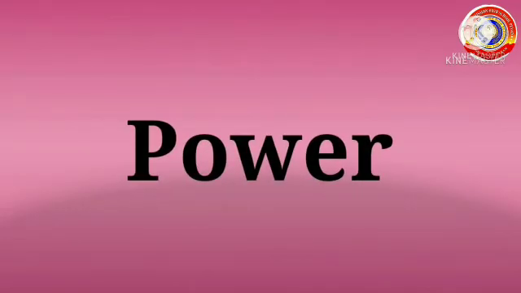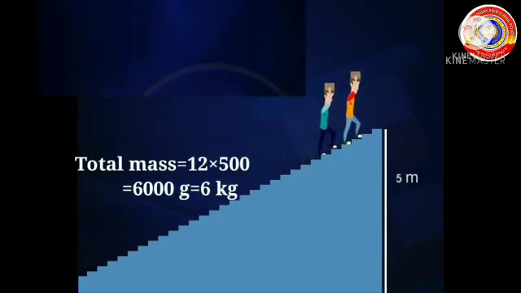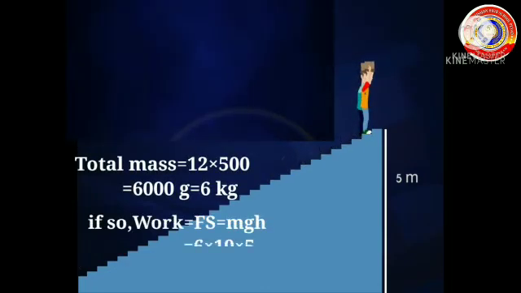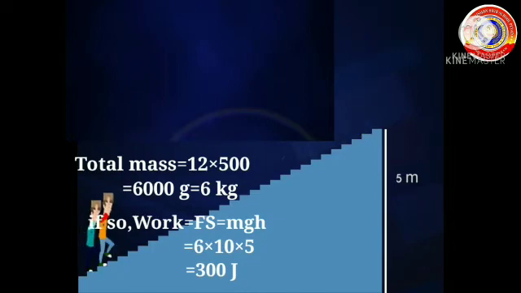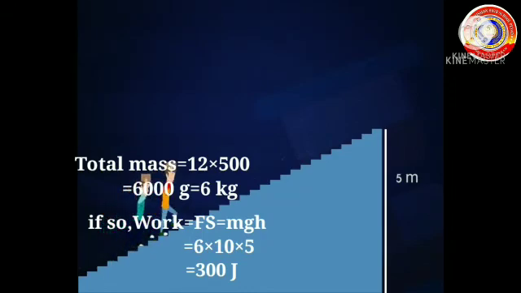Our next topic is power. Here you can see X and Y carry an equal number of bricks, that is 12 bricks, to equal height, and the mass of one brick is 500 gram. Then the total mass equals 12 into 500, which is 6000 gram, which is 6 kilogram. If so, work W equals F into S, which is equal to mgh. Here mass is 6 kilogram, the value of g is 10 meter per second square, and height is 5 meter. So the work equals 300 joule.